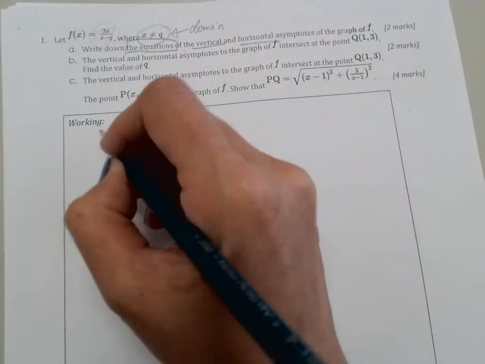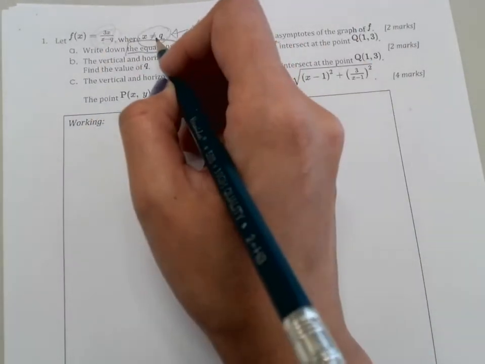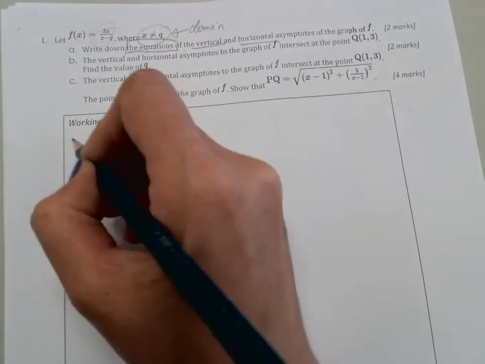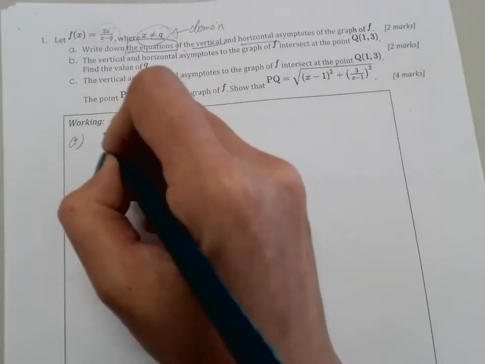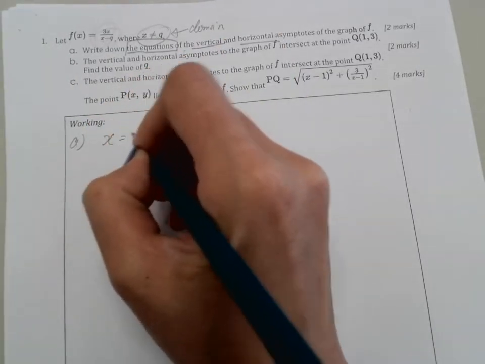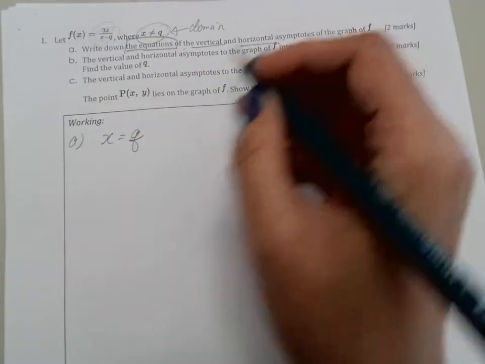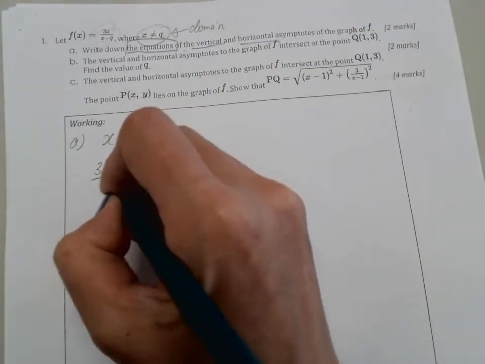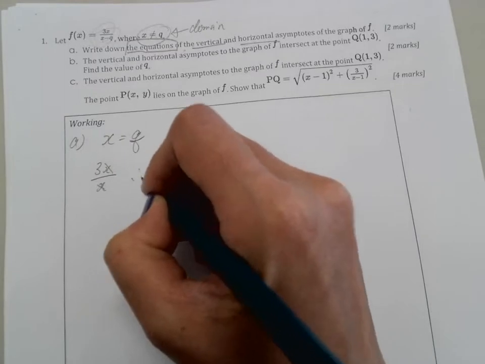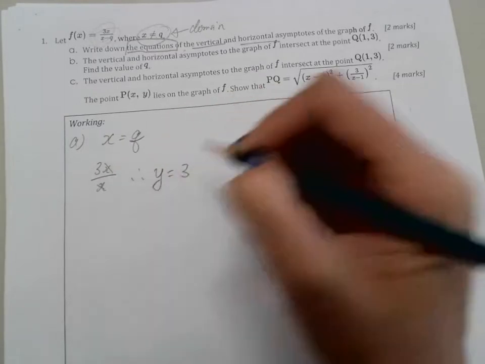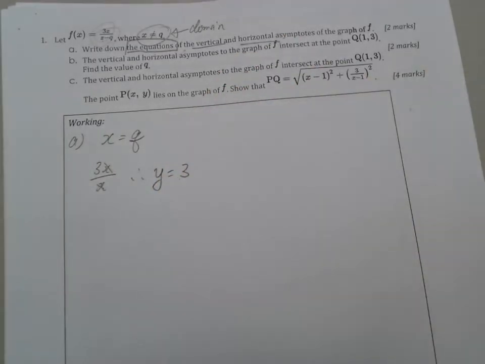So vertical is x equals to something, and since the domain is x not equals to q, the vertical asymptote will be x equals to q. And for the horizontal asymptote, remember I showed you that we cancel the x out. Therefore, y equals to 3. That will be our two asymptotes here.